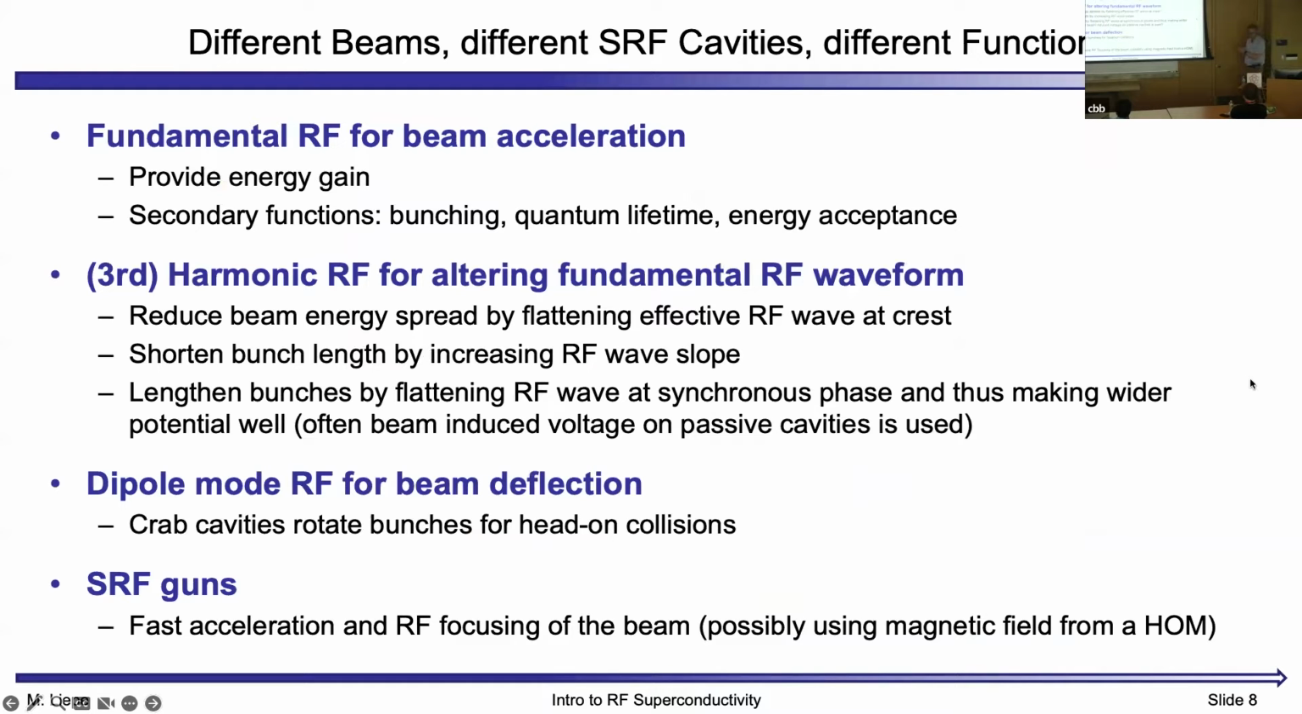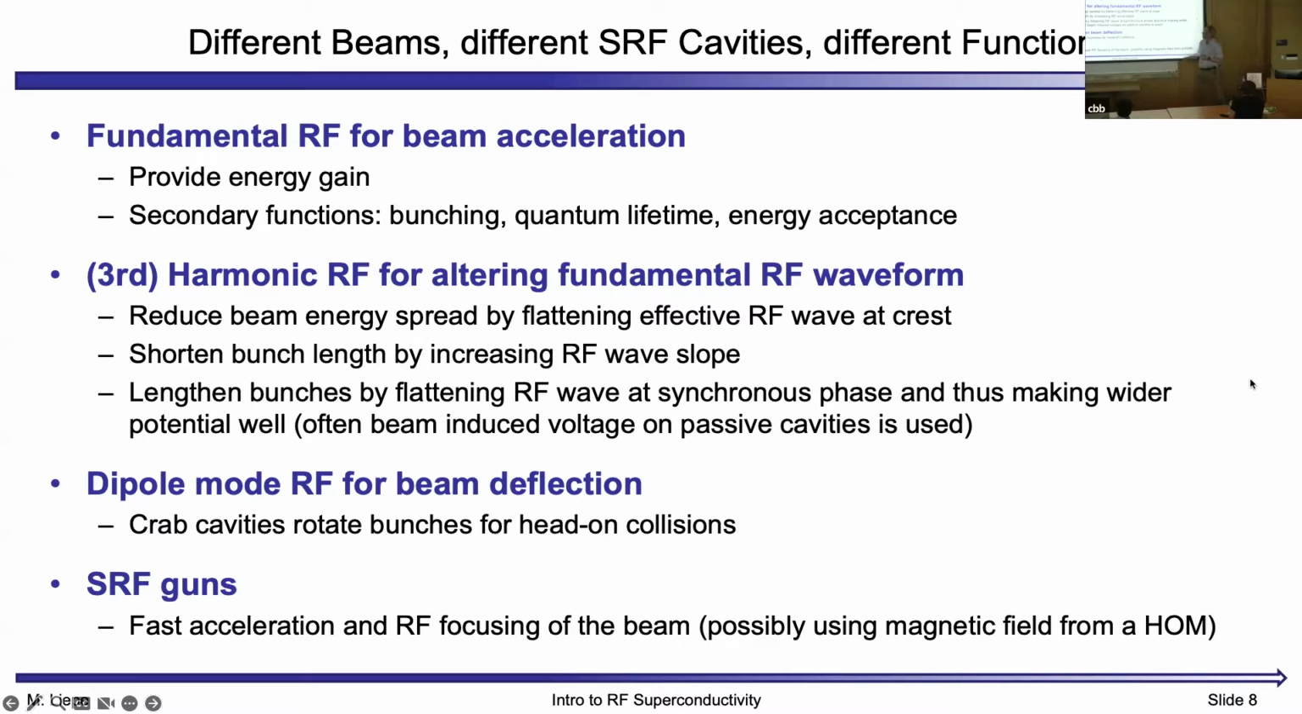There are different kinds of cavities and there are different functions. There are those which use what we call the fundamental mode. They are used for beam acceleration, to provide the fundamental energy to the beam. I'll show you some examples. There are so-called third harmonic cavities. They are used to do some advanced things to these bunches of particles. I will show you a bit about that later on.